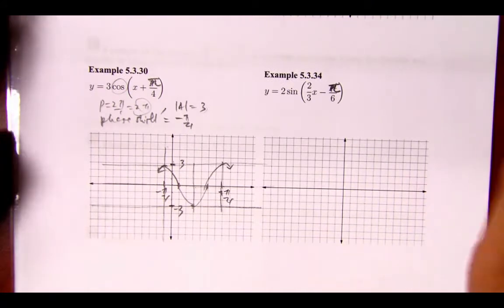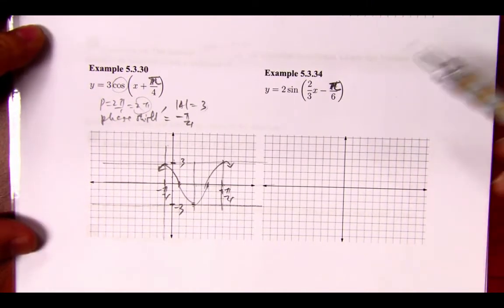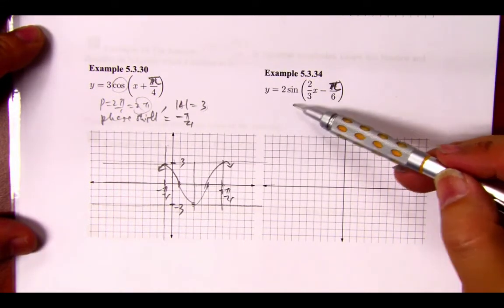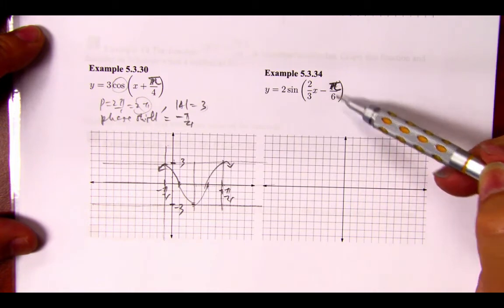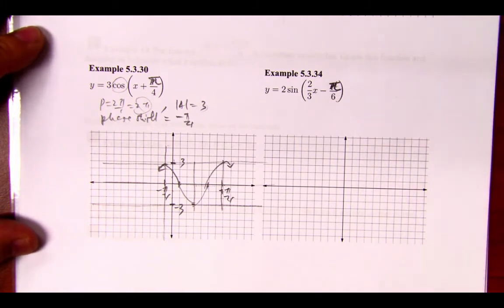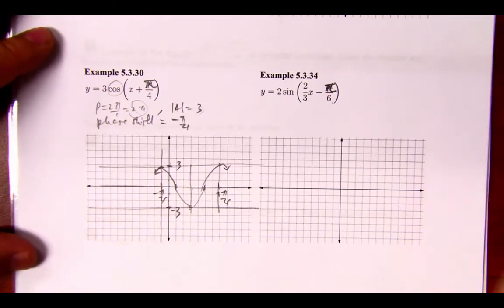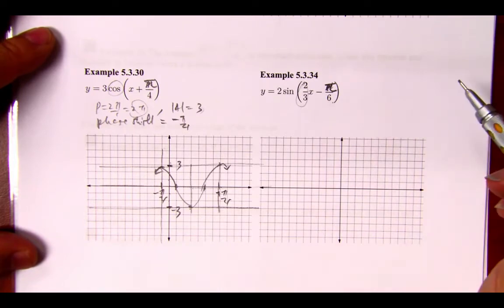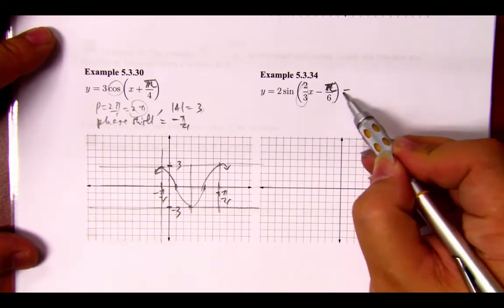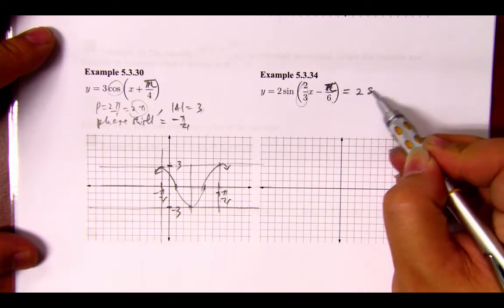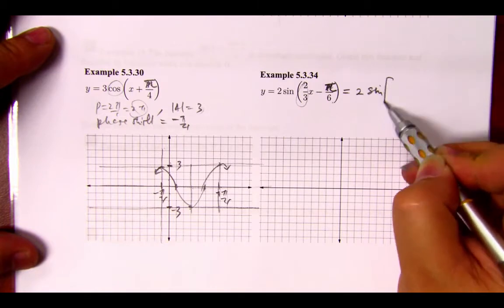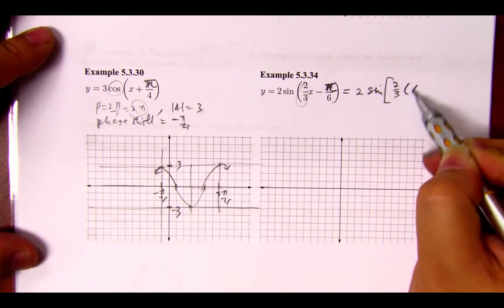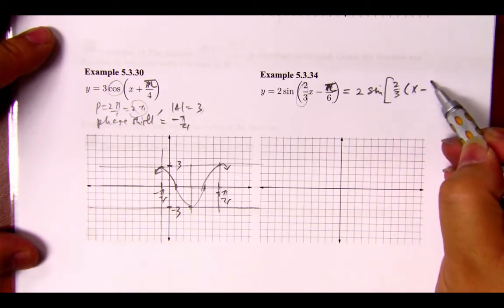Okay, guys, we'll be doing example 5.3.34. So we have y is equal to 2 sine of 2/3 x minus pi over 6. I apologize for the typo, guys. So what is the first thing I should do? Exactly. You factor out the 2/3 to the outside. So when you do that, this becomes 2 sine of 2/3 of x. What's here, guys?